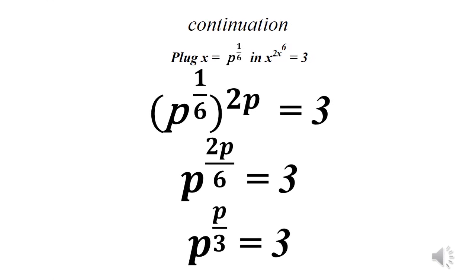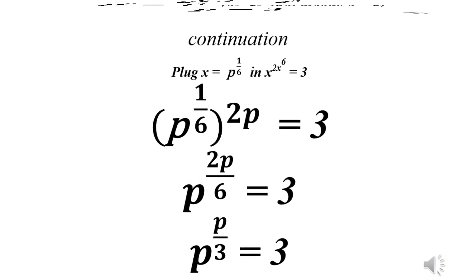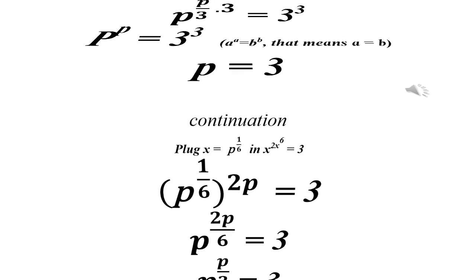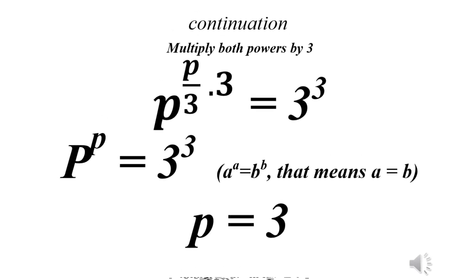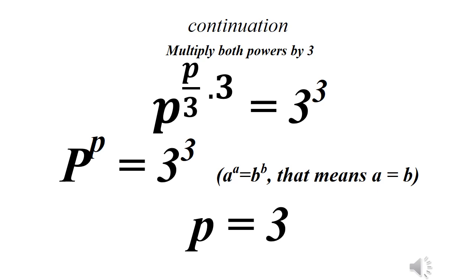So we now have p raised to power 1 over 6 times 2p, rather, equals 3, because x raised to power 6 is p, so 2x raised to power 6 will be 2p. So we have p raised to power 2p over 6 equals 3. Then 2 into 6 is 3, so we have p raised to power p over 3 equals 3. So if you multiply both powers by 3, we have p raised to power p equals 3 raised to power 3. And if a raised to power a equals b raised to power b, that means a equals b. So p equals 3.